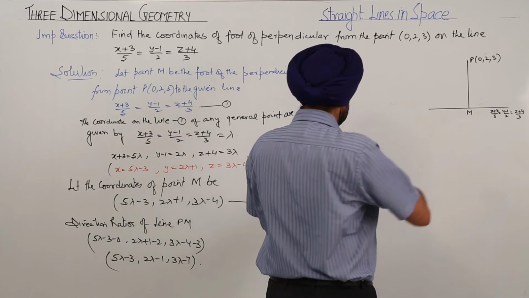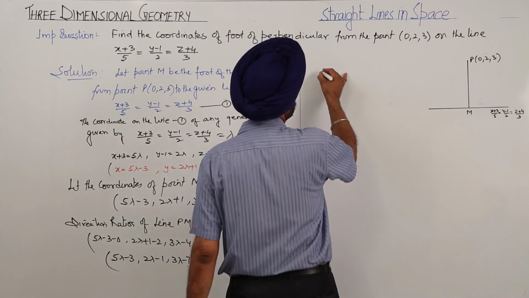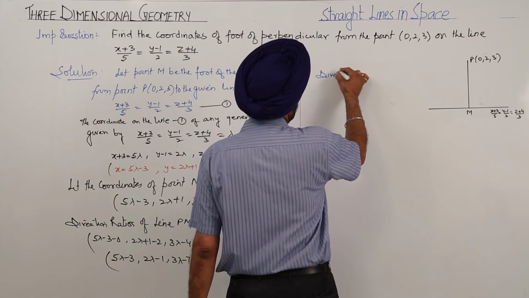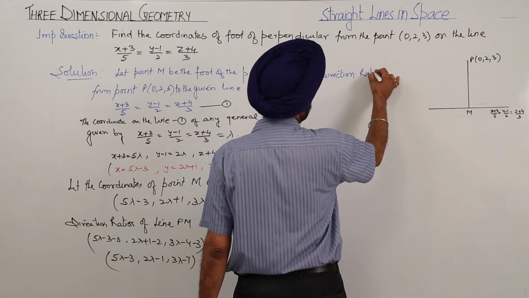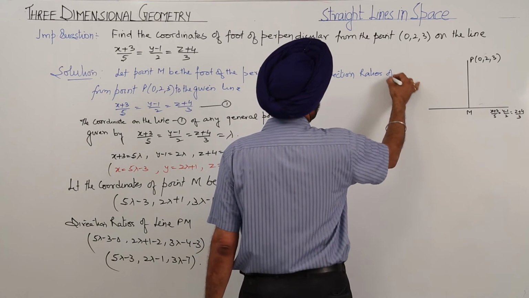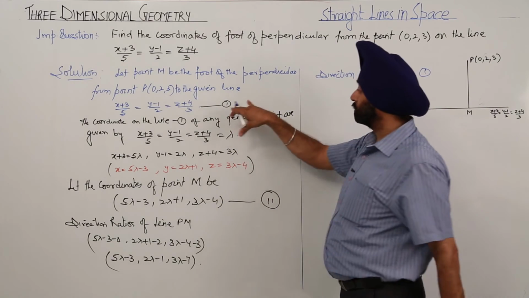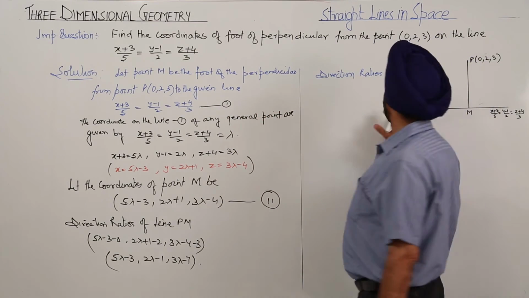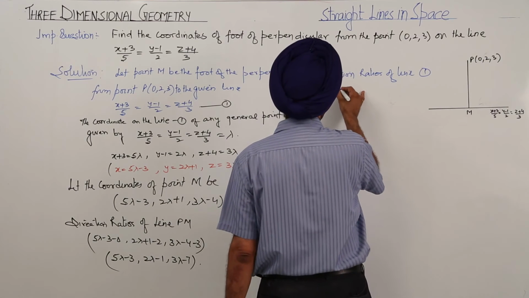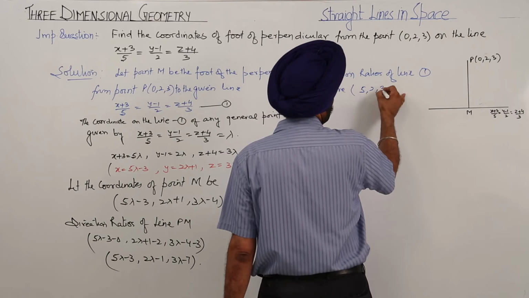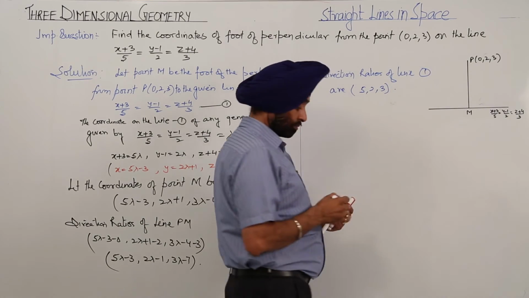Now, the direction ratios of line 1. Line 1 is the given line. So the direction ratios of line 1 are 5, 2 and 3.